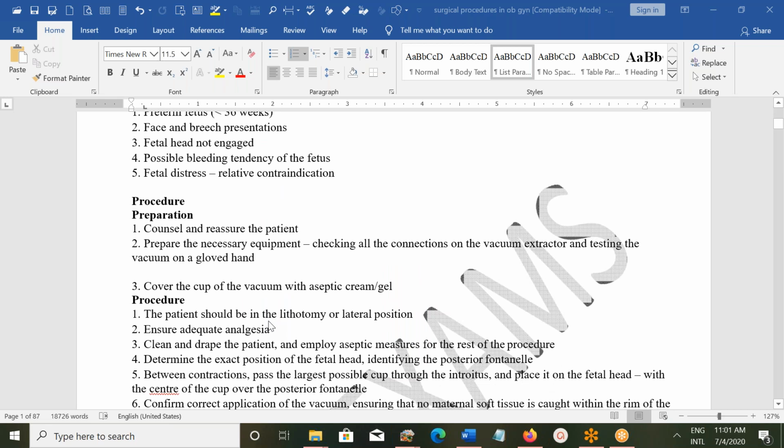Regarding preparations, the same: the equipment should be ready, it should be working, and the connections should be fine, and test the vacuum on a gloved hand, to see whether it can exert this suction or not. Then cover the cup of the vacuum with aseptic cream gel. So where are you going to put the gel? Inside the cup or outside the cup?